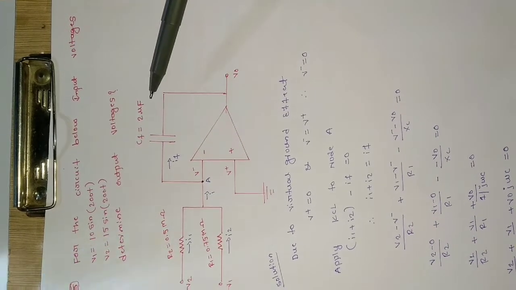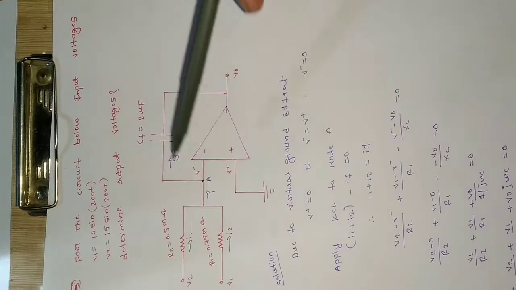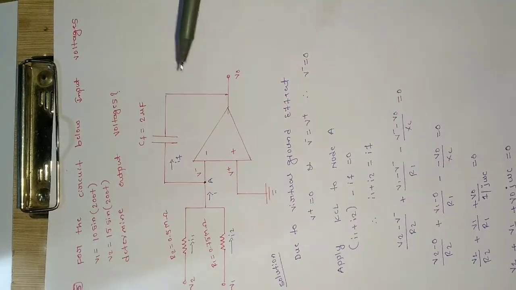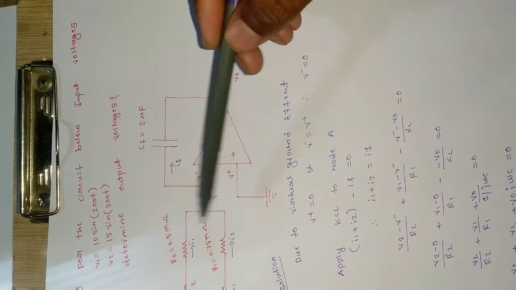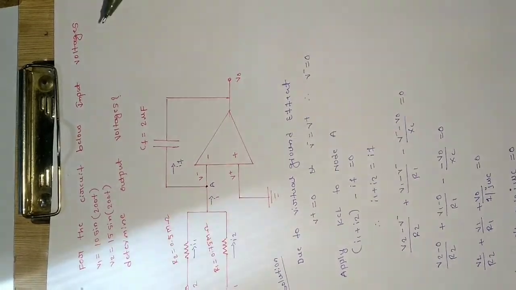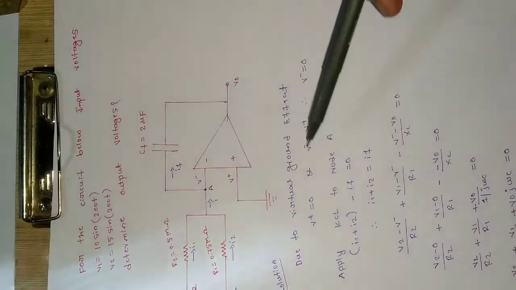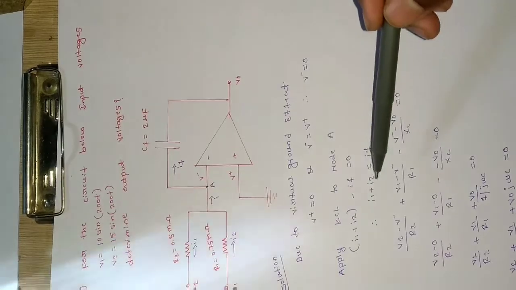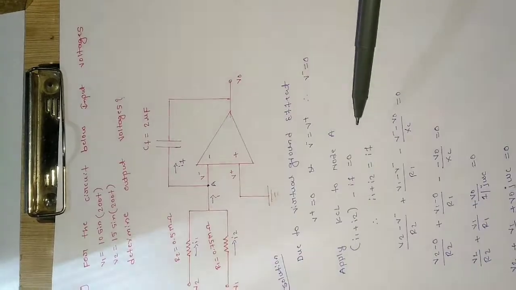The capacitor value is 2 microfarad, R1 is 0.75 mega ohm, R2 is 0.5 mega ohm, and V1 and V2 are the input voltages. I1 and I2 are the currents in the two resistances, I is the total current, and IF is the feedback current. Due to the virtual ground effect, as usual, V plus and V minus are equal to 0. So apply KCL: I1 plus I2 will be equal to IF here.